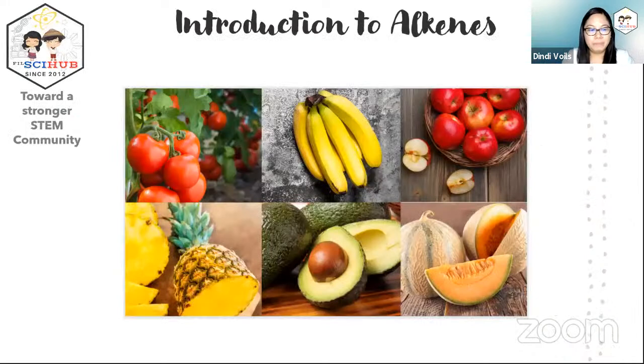Okay, so before we move on to the main topic, let me just share with you this slide. As you can see, we have many fruits here, different kinds of fruits. And what do these fruits have to do with alkenes? Well, did you know that the compound responsible for the ripening process of most of these fruits and even some vegetables is an alkene, and it's actually ethylene? So ethylene is a colorless and odorless gas produced by these fruits so that they become ripe, okay?